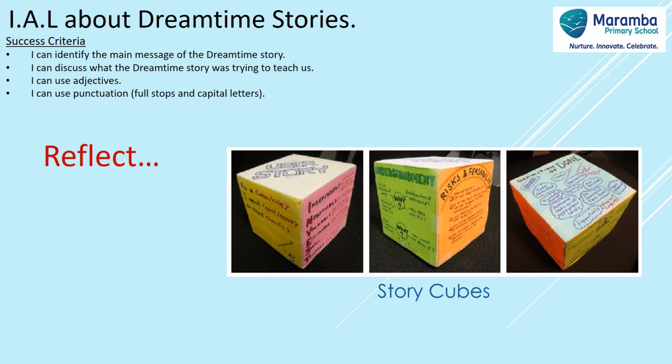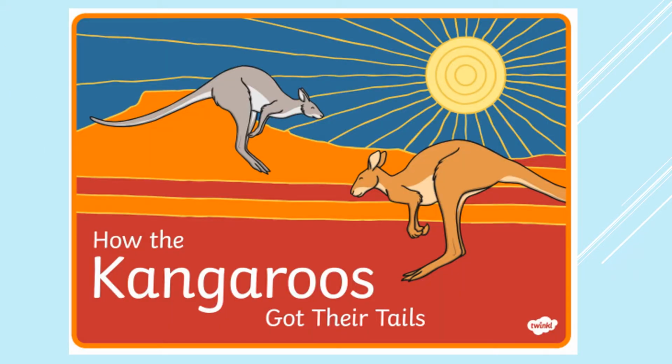Now, thinking back to yesterday's lesson, we made a story cube. Some people might have chosen to do it online and perhaps print it out, and some people may have chosen the option to do it with paper. So today, you will all be doing a story cube on paper. But first, we need to look at our story. And our story is how the kangaroos got their tails.